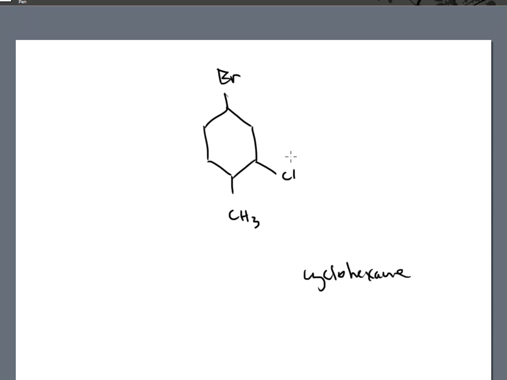So I want to write down these substituents in alphabetical order. I know that that's going to have to be a thing, so I might as well get used to that. B comes first, so bromo. And then C comes next, so that would be chloro. And then the M, which would be your methyl group. All right, so I just wrote them in alphabetical order, and now I need to determine the numbering.